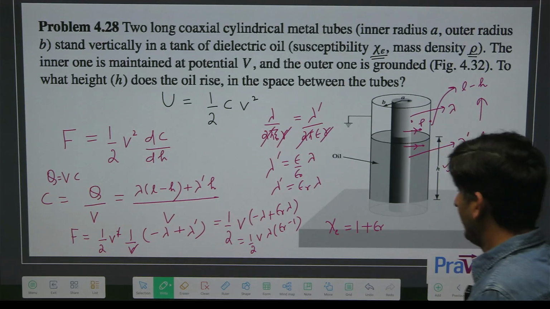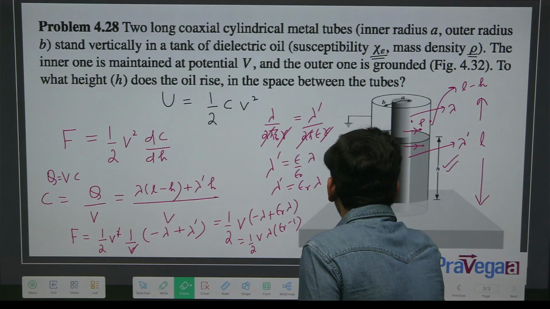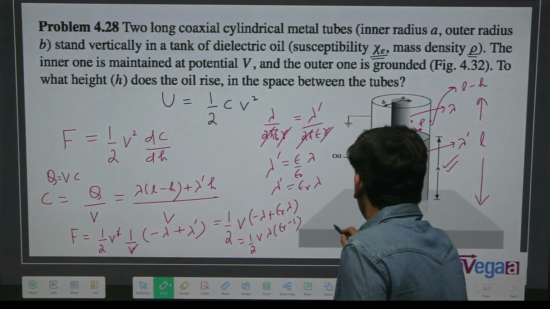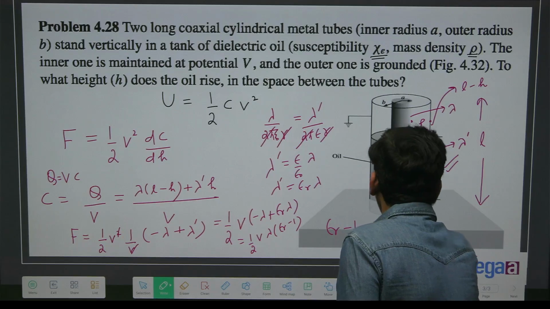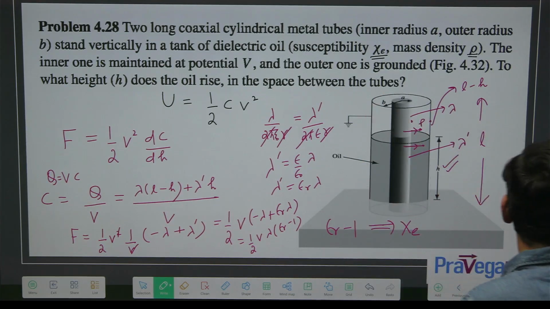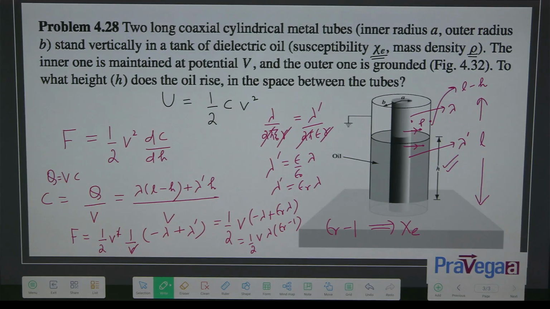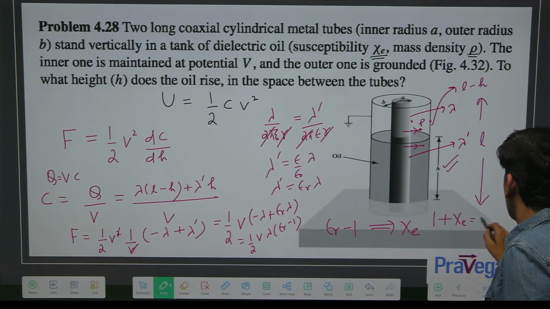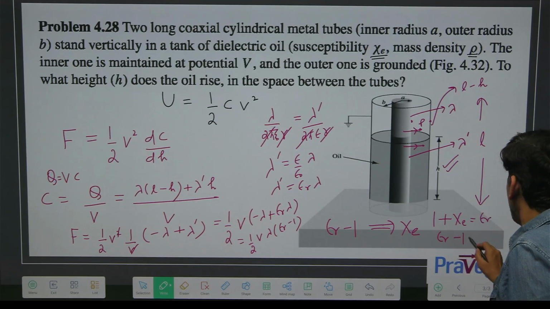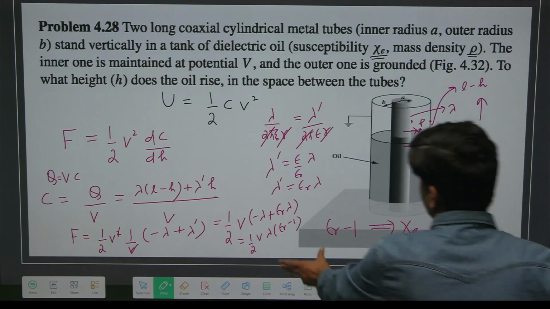Okay, so this epsilon r minus 1 I can write in the form of chi e finally, which is given in the question. Okay, so that I will replace. So 1 plus chi e is equal to epsilon r. So epsilon r minus 1 will become chi e. That I will replace. Okay, so this is my force.